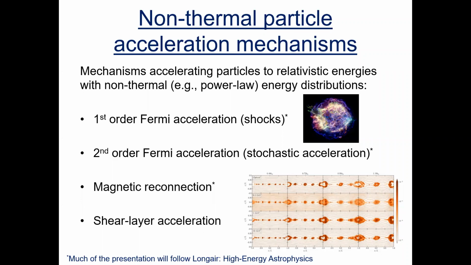So first, when I talk about particle acceleration mechanisms, I really just talk about mechanisms that are able to accelerate particles to relativistic energies into non-thermal distributions, typically something like power law distributions. What we'll discuss is the one that's most commonly known, first order Fermi acceleration, as it is assumed to happen in shocks. Then second order Fermi acceleration, also called stochastic acceleration. Magnetic reconnection is often considered, and one mechanism that's less well known is the shear layer acceleration.